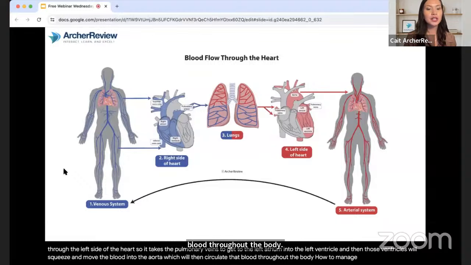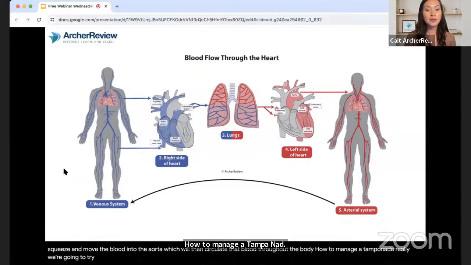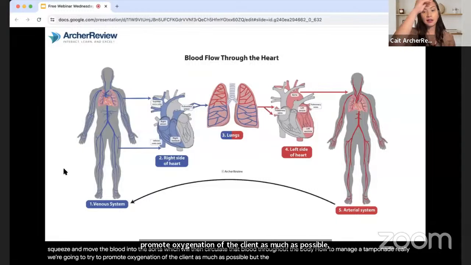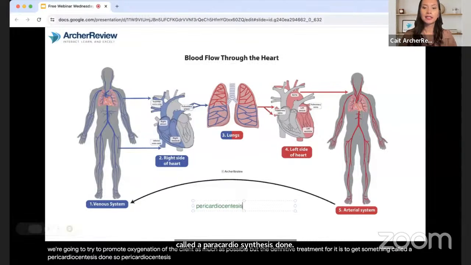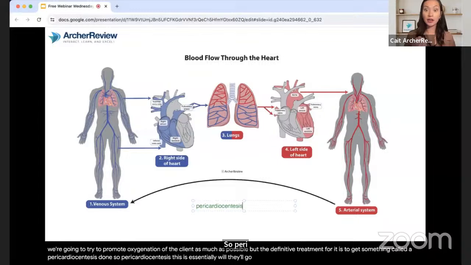How to manage a tamponade. Really, we're going to try to promote oxygenation of the client as much as possible, but the definitive treatment for it is to get something called a pericardiocentesis done. So pericardiocentesis. This is essentially where they'll go into that pericardial space and aspirate any of the fluid there.